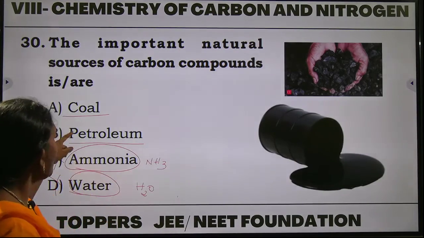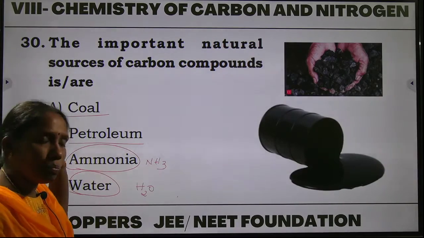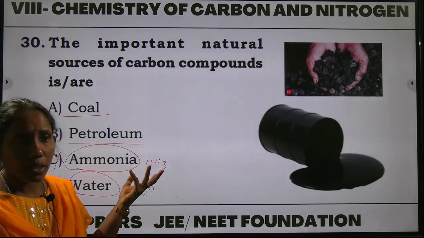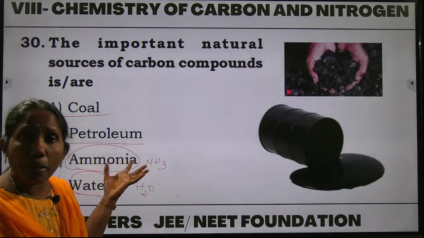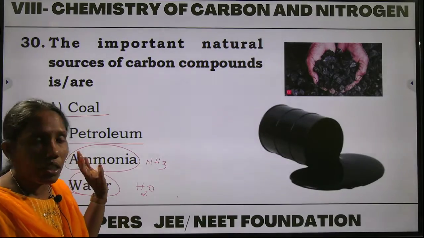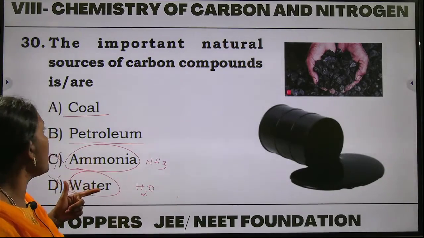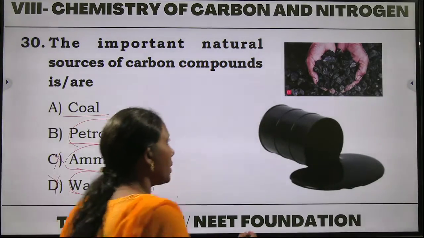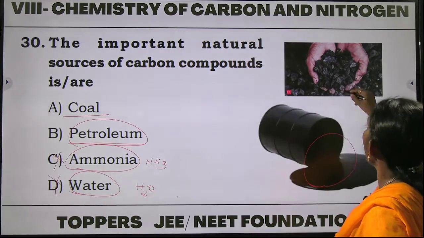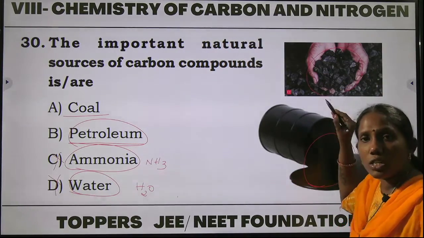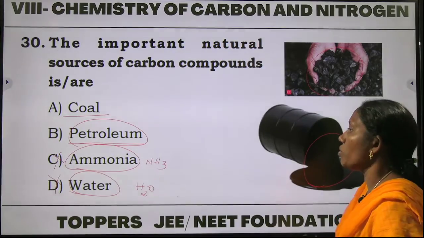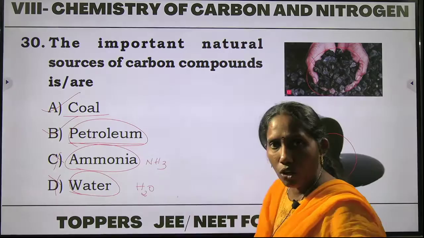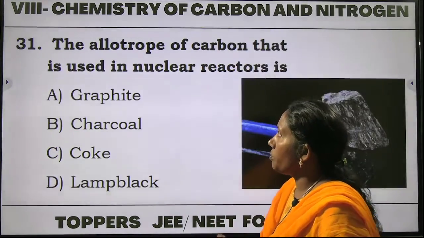Let us check coal and petroleum. Yes, coal is an important natural source. How do we get coal? When we burn the bark of a tree or anything, we will get coal, isn't it? That is also one natural source of carbon compounds. Like that, petroleum is also another one. So these two are the natural sources of carbon compounds, not ammonia and water. So we will go with A and B. Okay. Let's see the next question.